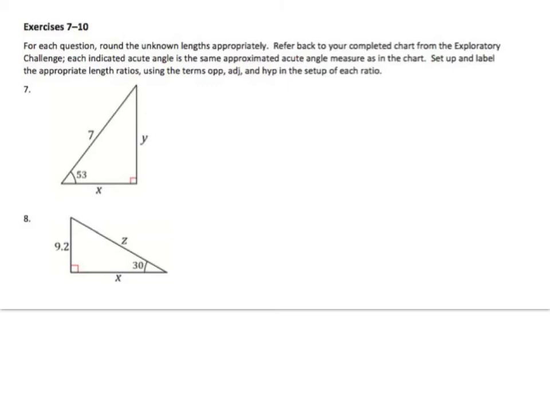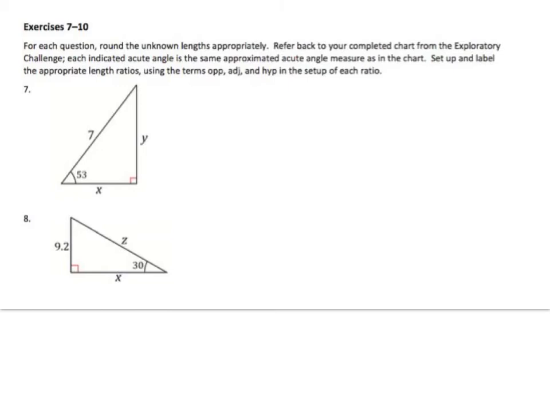Alright, so exercises 7 through 10. For each question, round the unknown length appropriately. Refer back to your completed chart from the exploratory challenge. Each indicated acute angle is the same approximated acute angle measure as in the chart. Set up and label the appropriate length ratios using the terms opposite, adjacent, and hypotenuse in the setup of each ratio. So let's look at number 7.